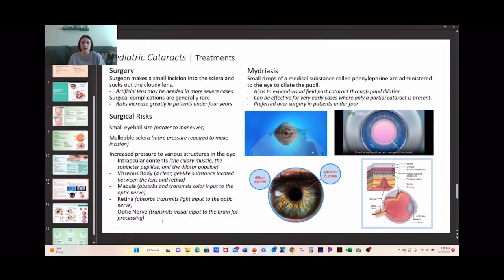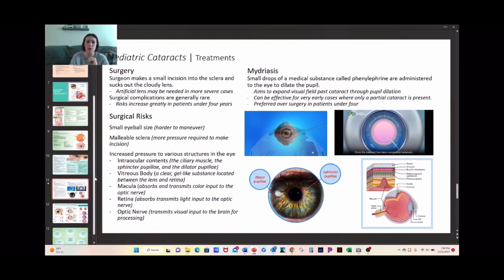So treatments, one example of a treatment is mydriasis. It's when small drops of a medical substance called epinephrine are administered to the eye to dilate the pupil. I'm sorry if I'm not pronouncing that right. The purpose of this is to expand the pupil past the affected area. It can be effective for very early cases where only a partial cataract is present, and this treatment is often preferred over surgery in patients under 4.